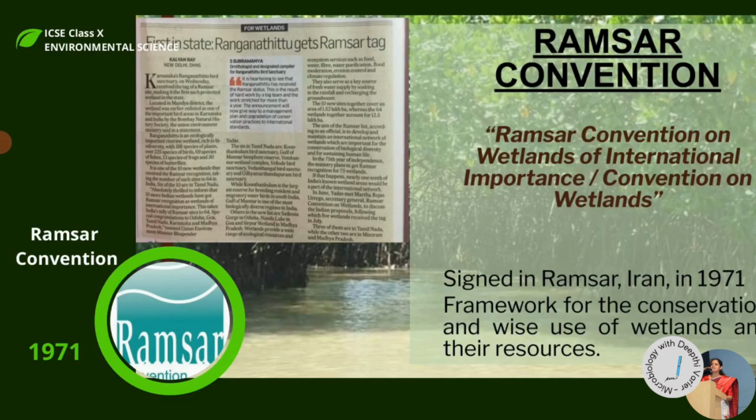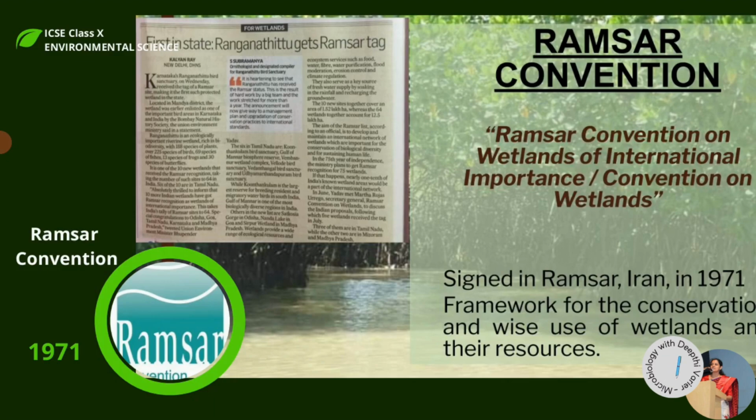Now this convention, this agreement, was signed to stop the encroachment of wetlands. Wetlands are basically marshy lands, areas which are always underwater, either seasonally or annually. There'll be a lot of water in such areas, and such wetlands are excellent ecosystems, because in such areas you find a lot of diversity in plants, animals, insects, and birds.